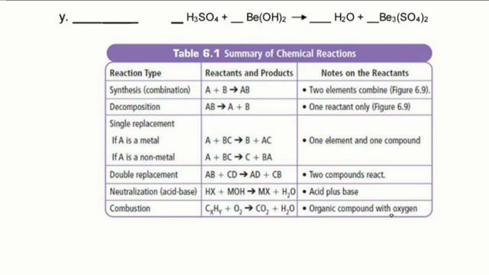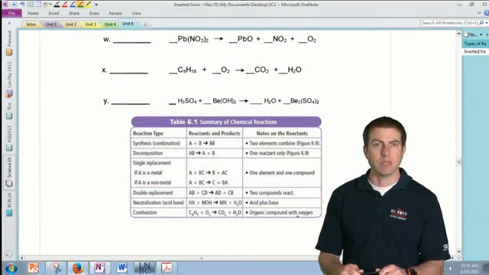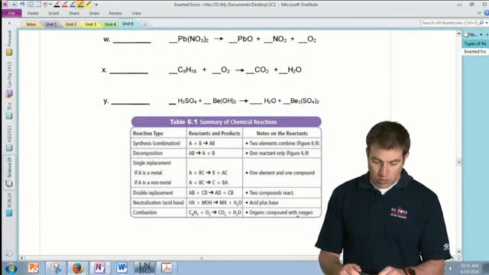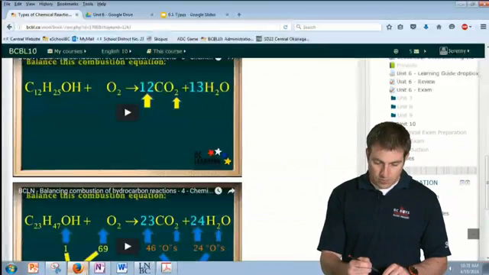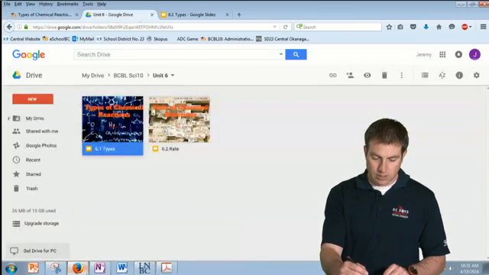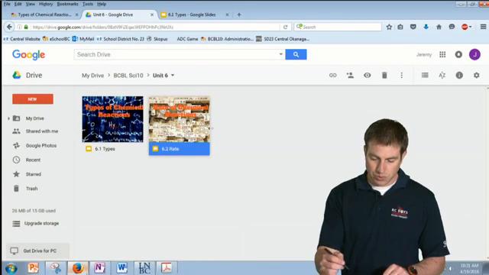Two compounds, acid plus base, organic compound with oxygen. So a quick summary of everything that we did in that big long hour that we just sat through. So there you go, a nice easy way to be able to identify all of the types of reactions that are taking place there. So there you go, it goes up to Y. I want to jump into the next section so we can kind of cruise through this.